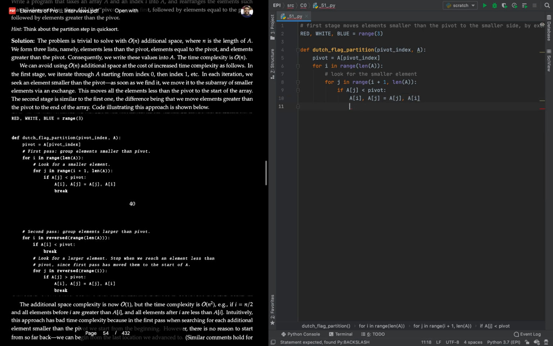Okay, so super quick. Let's go over all of this. For I in range length of A, right? So that iterates the entire array A. For J in range I plus 1, length of A, what these two do is they form an array that looks like this.